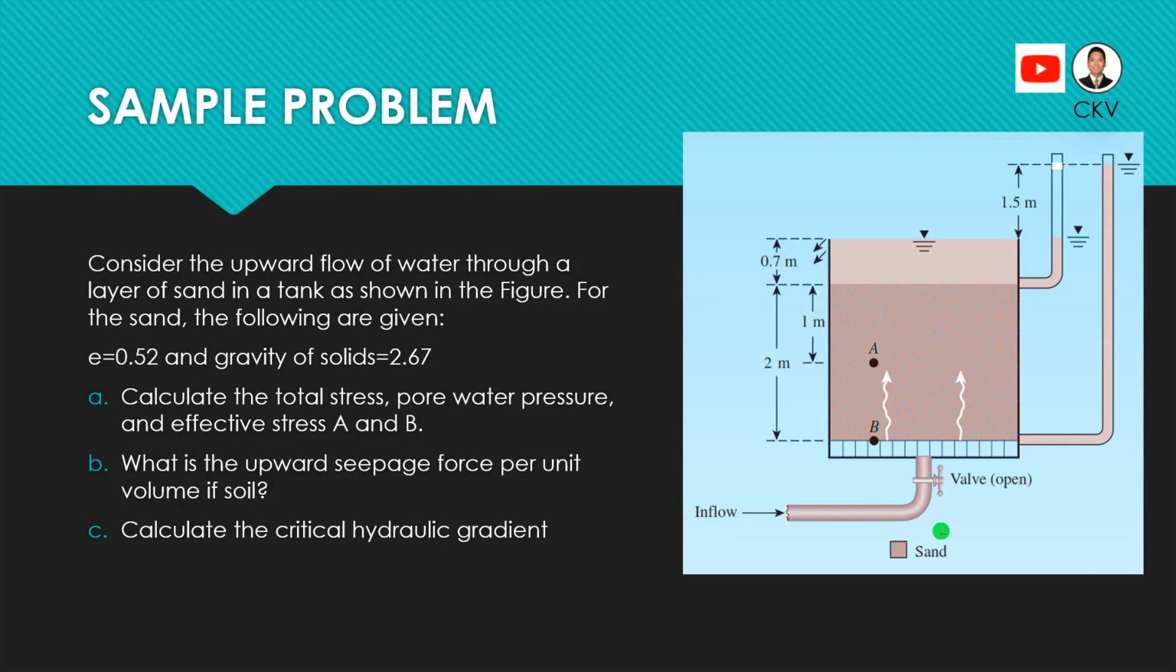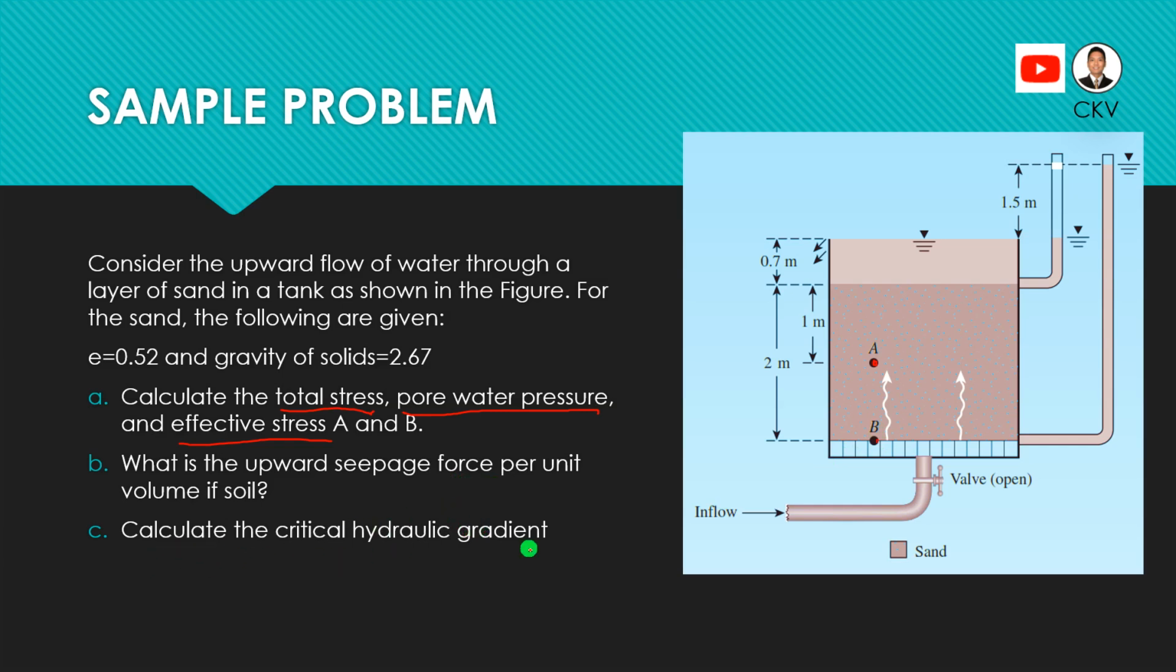Consider the upward flow of water through a layer of sand in a tank as shown in the figure. For the sand, the following are given. We have a void ratio of 0.52, and the specific gravity of solids is 2.67. Calculate the total stress, water pressure, and effective stress at points A and B. What will be the upward seepage force per unit volume of soil, and calculate the critical hydraulic gradient.